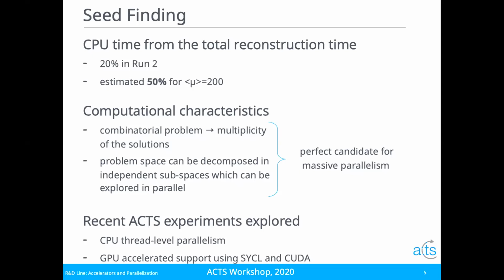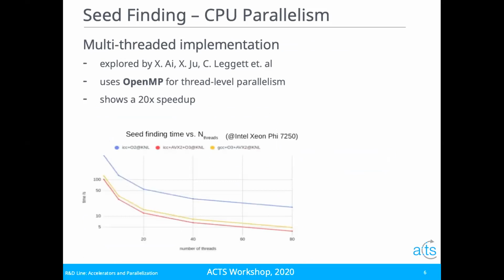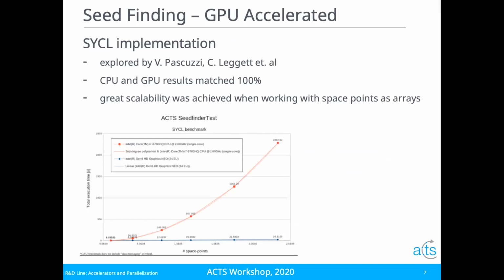Recent ACTS research explored CPU thread-level parallelization and GPU-accelerated support using both SYCL and CUDA. With respect to the CPU parallelism, OpenMP was used for thread-level parallelism, and the results showed a very good speedup. The GPU-accelerated side had two different projects. The SYCL implementation showed very good results. The CPU and the GPU results matched 100% and show great scalability when working with space points as arrays. Right now, they are iterators, and there is a conversion time needed to convert them from iterators to arrays, which makes the total execution time a bit worse.